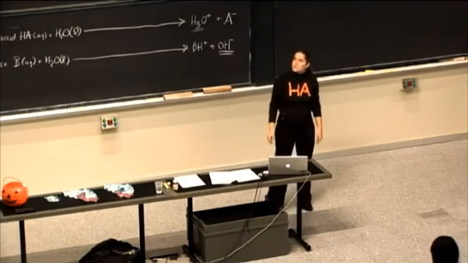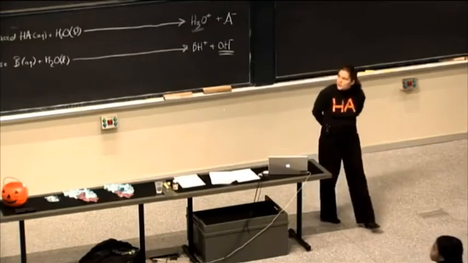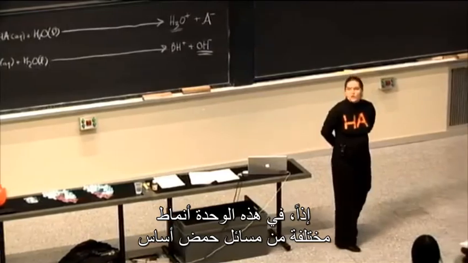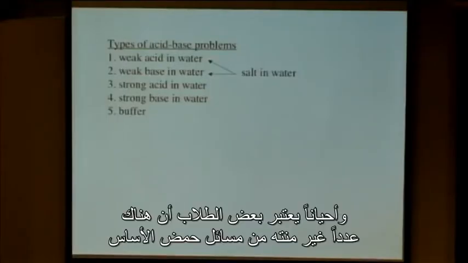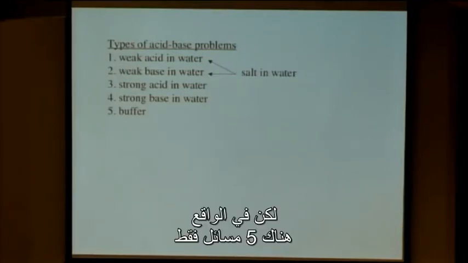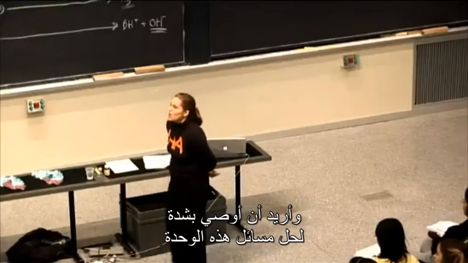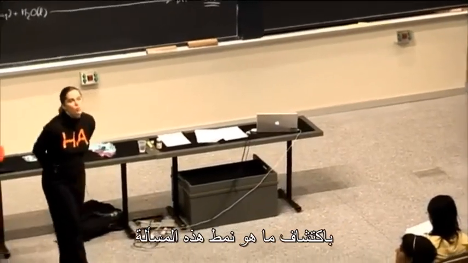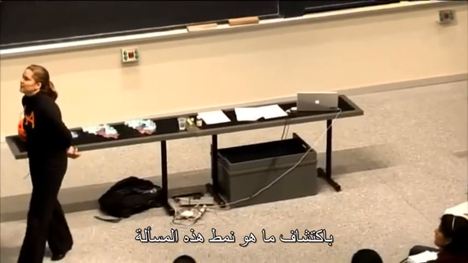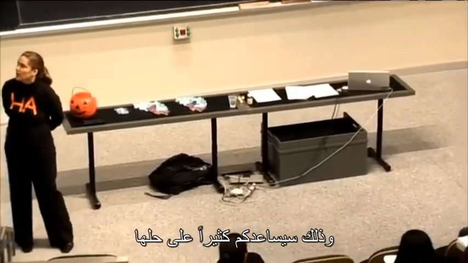All right, so in this unit, there are different types of acid-base problems. And sometimes it feels for people like there's an infinite number of different types of acid-base problems. But in fact, there are really only 5. And so one of the things I strongly recommend in this unit in working problems is figuring out which type of problem it is. And that will help you a lot in solving it.